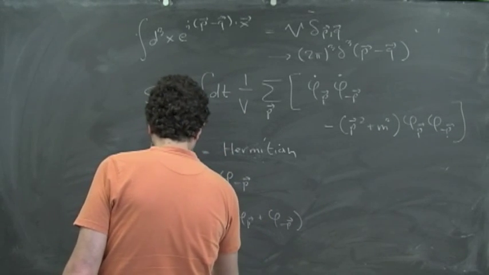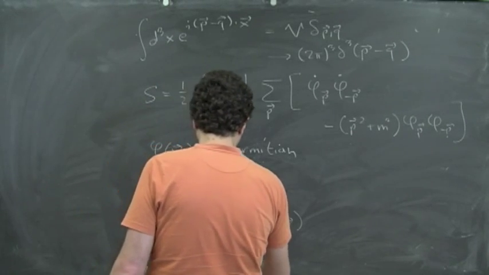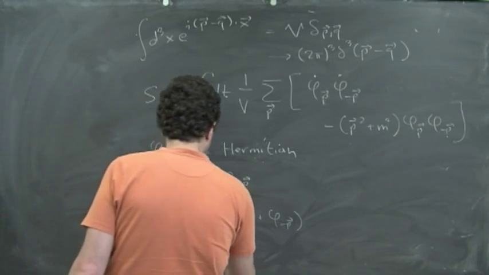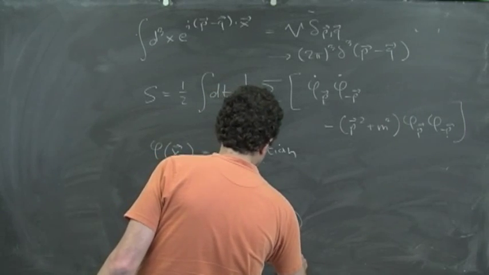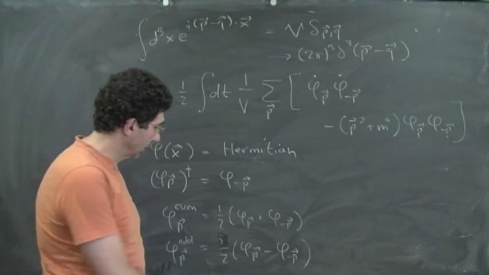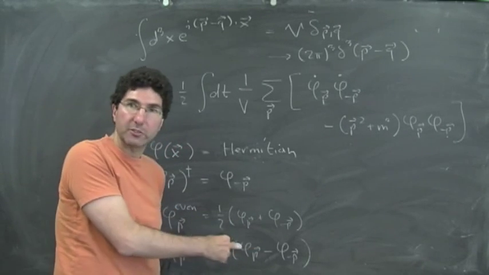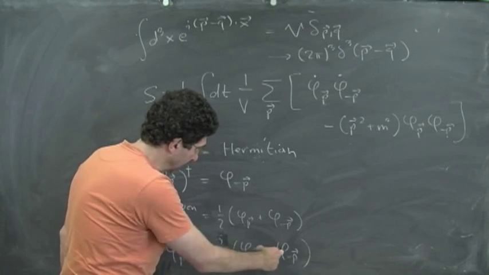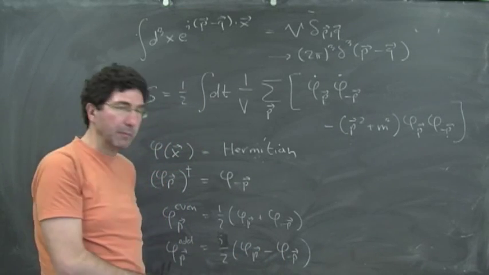And phi of p odd is just going to be equal to, if I want i/2 or minus i/2, I think I want i/2, phi of p minus phi of minus p, okay? So with this factor of i here, notice this is Hermitian because these are Hermitian conjugates of each other. This is also Hermitian. There's a difference of two Hermitian things: it's something and its Hermitian conjugate, but then the factor of i makes it Hermitian.